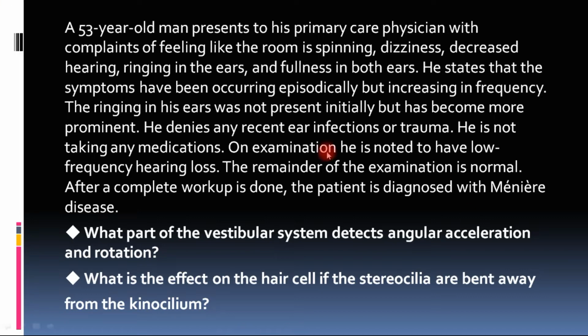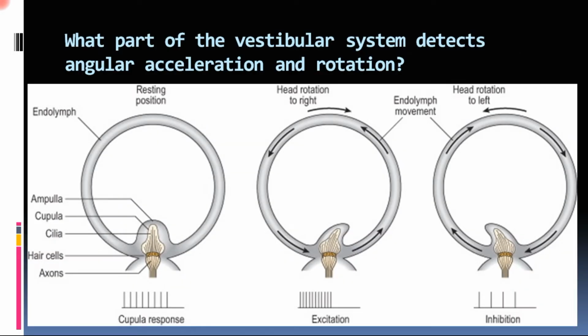The first question here is, what part of the vestibular system detects the angular acceleration and rotation? That means when he is feeling dizzy or angular motion, we have to understand what part of the vestibular apparatus detects the angular acceleration and rotation. The second question here is, what is the effect on the hair cell if the stereocilia are bent away from the kinocilium?